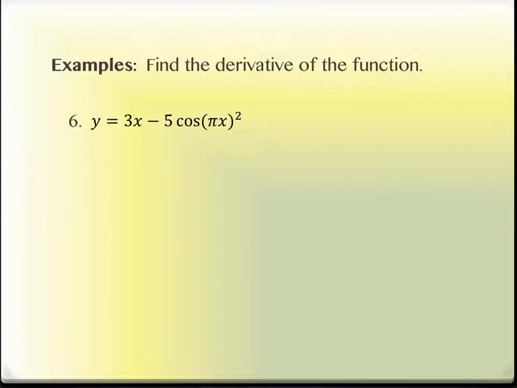It's only squaring the pi x. It's not actually squaring the cosine, right? It's really important to recognize that because it's an easy mistake to just sort of move on quickly and think that you've got the right one. This square is only squaring the pi x.